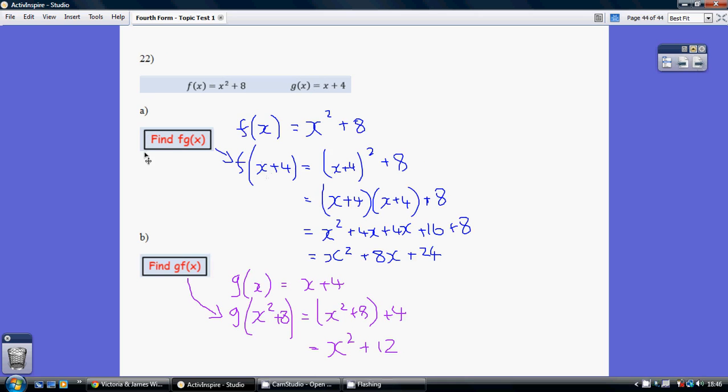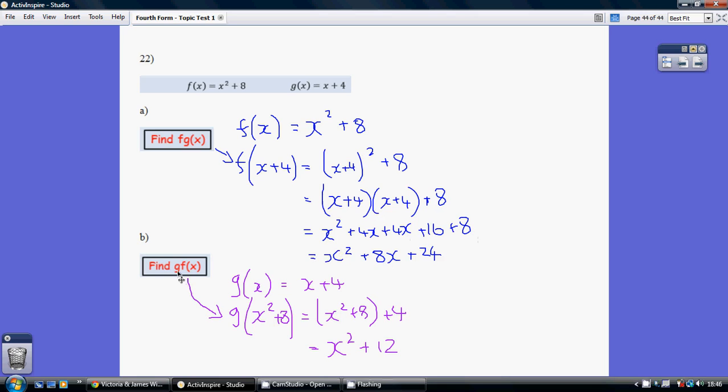So part A, alright, we're substituting g of x into the f of x machine. So write down f of x equals x squared plus 8. What's going into the f of x machine? It is g of x, which is x plus 4. So we are doing f of x plus 4. We replace our x with an x plus 4. So it is x plus 4 all squared plus the 8. Pair of brackets which need to be multiplied out, giving us this plus the 8 on the end. Gather everything up, we get x squared plus 8x plus 24.